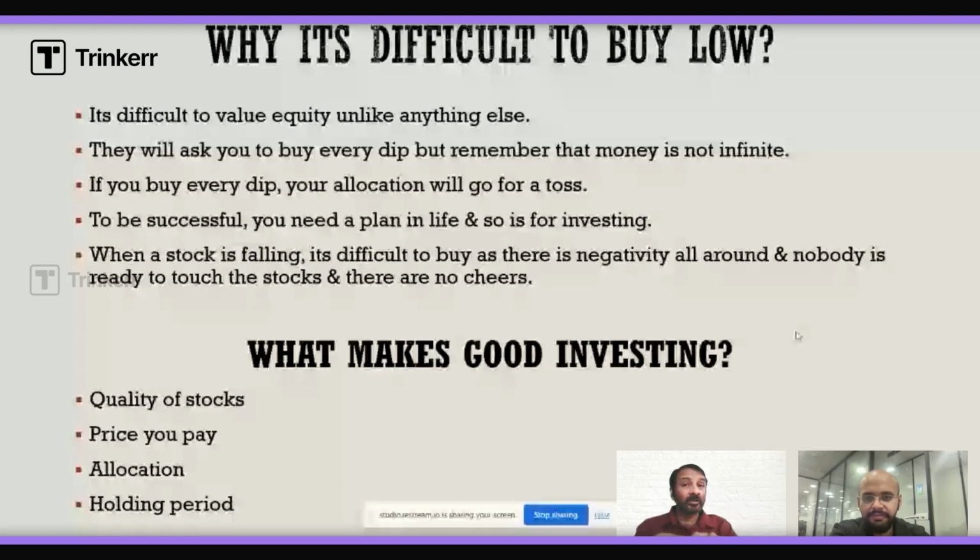Then next, very important, is holding period. These four things, in investing, that's it: quality of stocks, price you pay, allocation and holding period. Now, people will always look for multi-baggers. Multi-baggers don't happen on demand, neither can you hunt for a multi-bagger. Multi-baggers happen of their own.